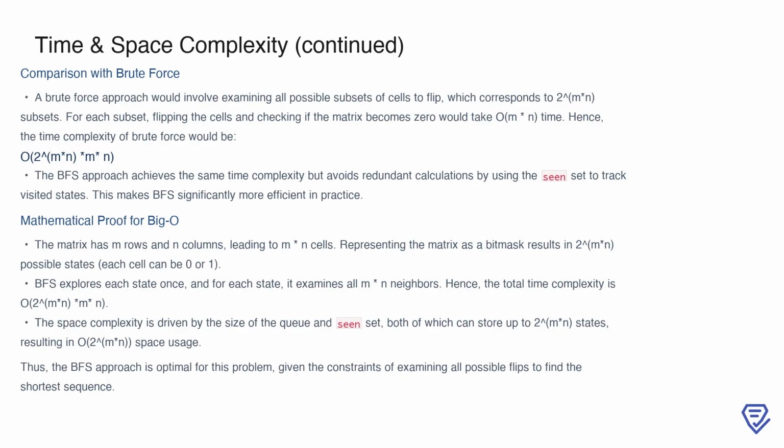BFS ensures each state is explored only once, and for each state, it examines all m*n neighbors, yielding the total time complexity of O(2^(m*n) * m*n). The space complexity remains O(2^(m*n)), due to the BFS queue and seen set. Thus, BFS is an optimal approach within the constraints of exploring all possible flips to find the shortest sequence.